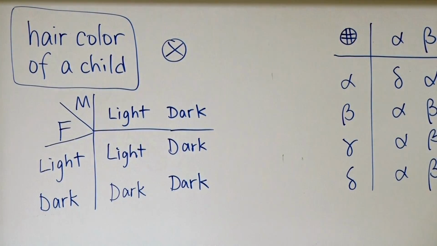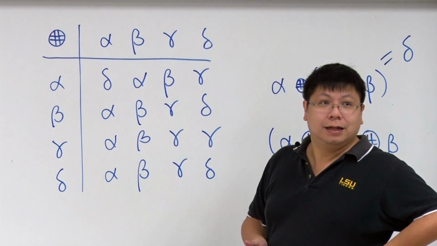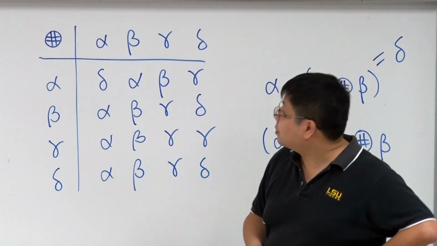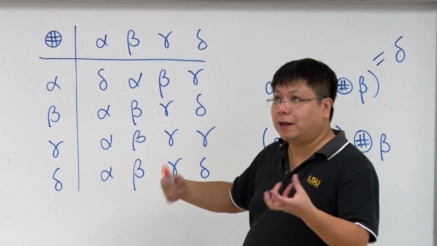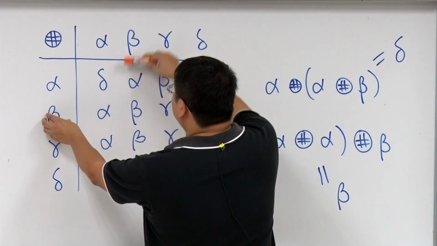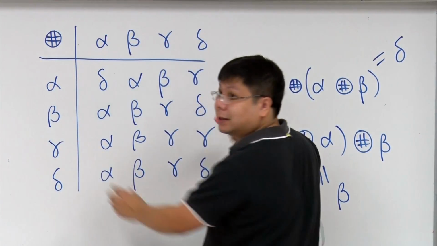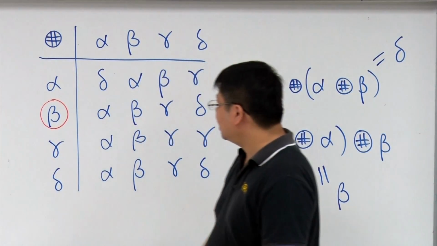How about this one? Is there a left identity? Yes, there is a left identity. Beta is a left identity. So the property of a left identity is that you apply it on the left, so you get this one to be the same. Same. Is that okay? So this is a left identity.